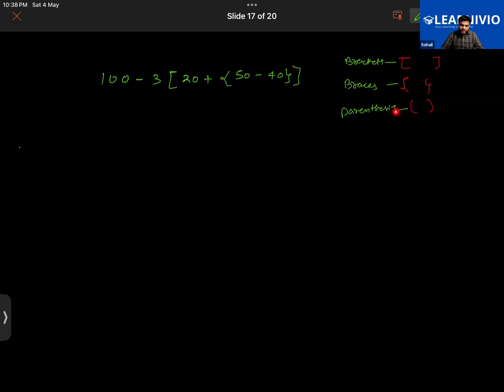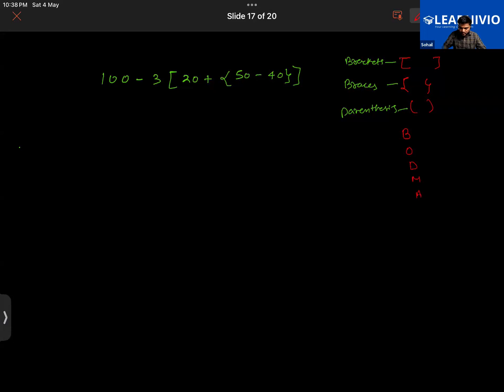So first thing, you'd be starting from the parentheses in this question. Or to keep it simple, just look at which one is the innermost bracket. Inside this bracket, you have another bracket. The one that is innermost, found inside another bracket, is where you have to start solving the question. So start doing this question.